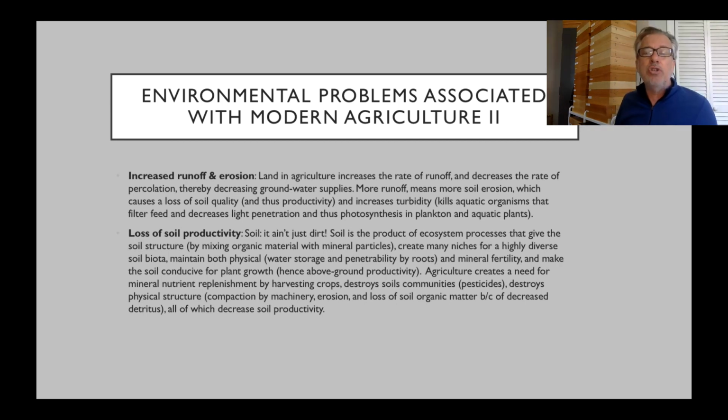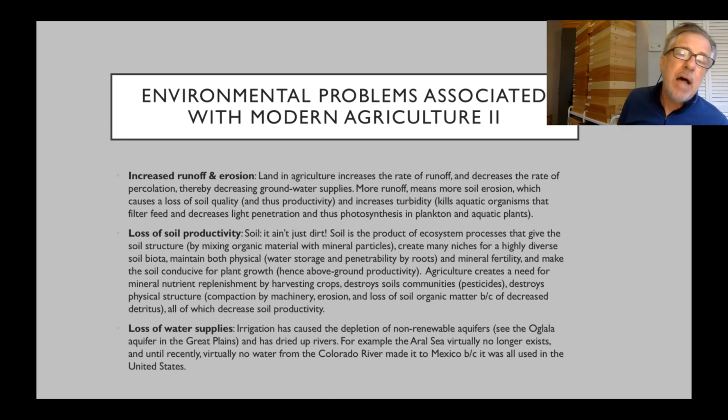And so, as soils are used in agriculture, they become less conducive for plant growth over time and therefore decrease the productivity of crop plants. So, you need to take steps to ameliorate that. And the current modern step is to just add nutrient fertilizers to it. In addition, agriculture creates a need for mineral nutrient replenishment because harvesting crops takes away a lot of minerals. And it destroys soil communities, largely by pesticides, and it destroys the physical structure, compaction by machinery, erosion, loss of soil organic matter because there's less material being put in because some of it is harvested. All of these decrease soil productivity. So that is another issue of modern agriculture.